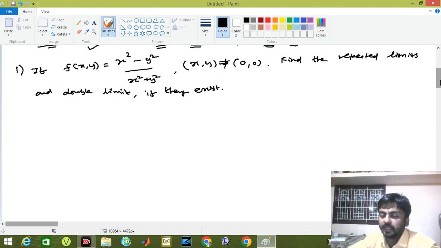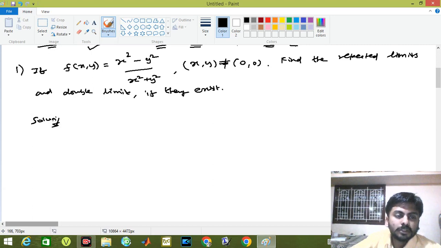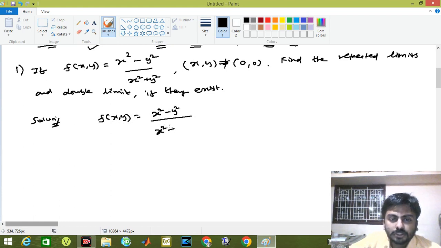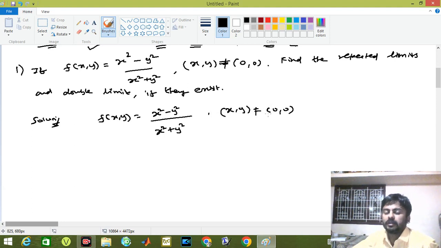Only by seeing the application, only by seeing the problems, the concept will get clear. Okay, so here is the solution. What is given? f of x comma y equals x square minus y square divided by x square plus y square. They have given that x comma y is not equal to 0 comma 0.